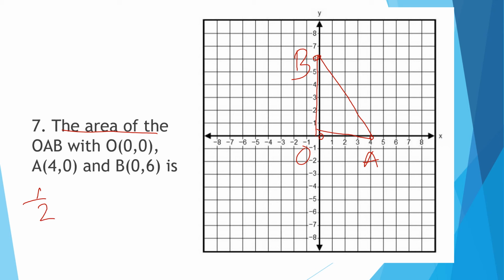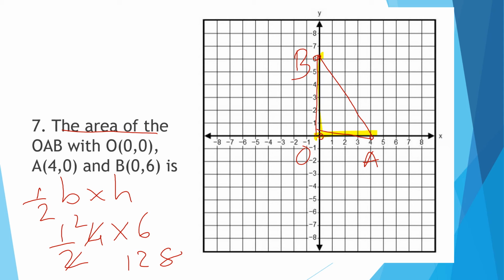We know that the area of a triangle is half base into height. Look at the unit it makes as base. It is 4 units. The base is clearly 4 units and the height is your 6 units. Half into 4 into 6. So the answer will be 12 square units. Here is your solution.